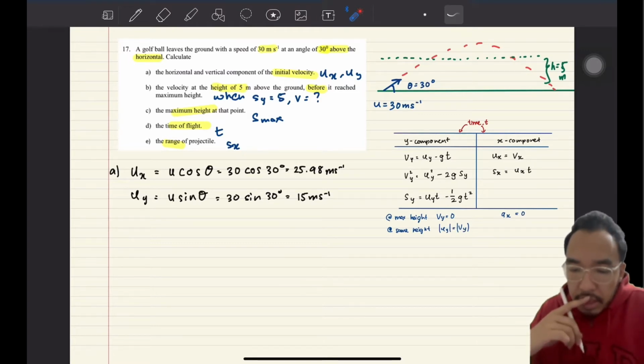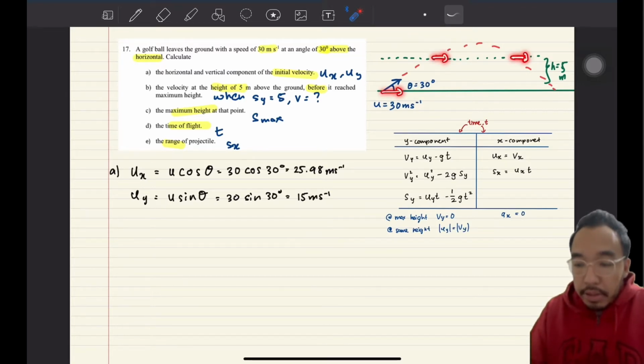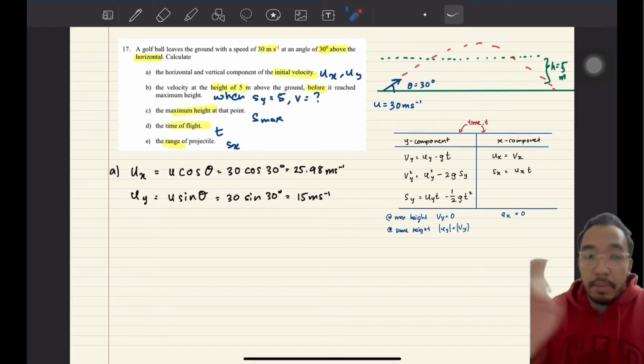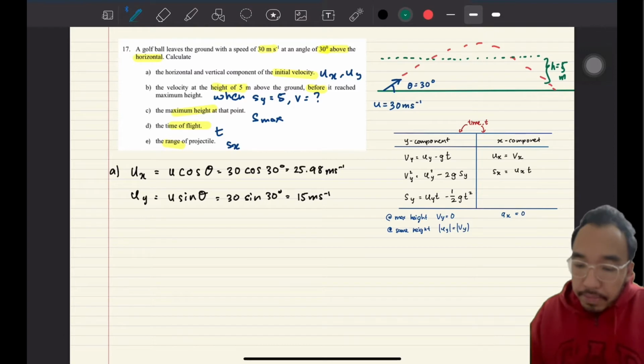But the question didn't ask about time, they asked you to find the velocity. So for velocity, if you calculate vx, it will be the same as ux, right? Because it doesn't change in magnitude. But for vy, over here it is going up, over here it is going down. So that's the difference between before and after the maximum height.